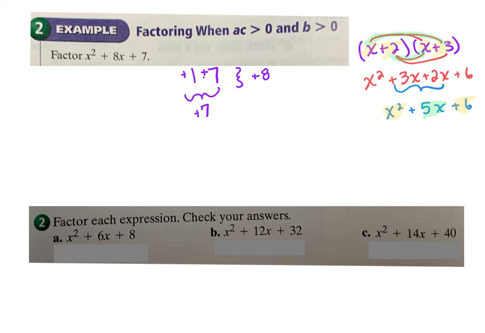That's exactly what I need. I need them to multiply to give me a positive 7, to add to give me a positive 8. And so that's how I'm going to unfoil or factor this. I'm going to say x plus 1, x plus 7. And that is my answer.